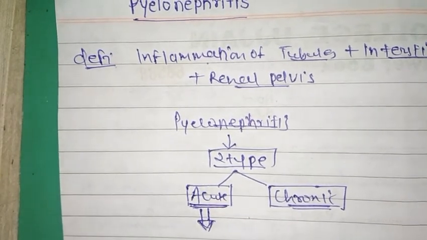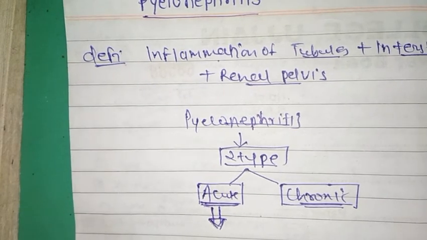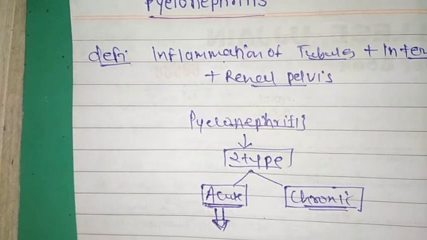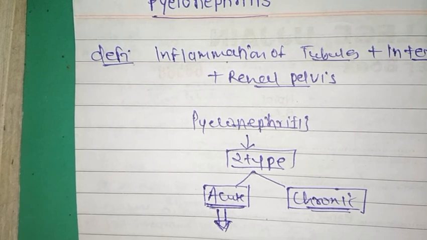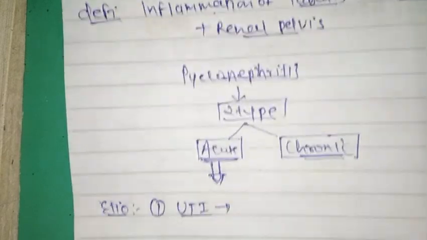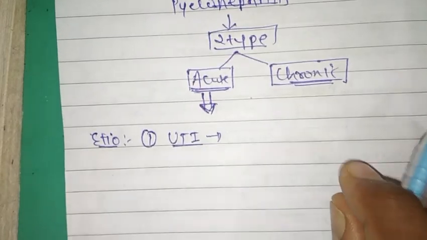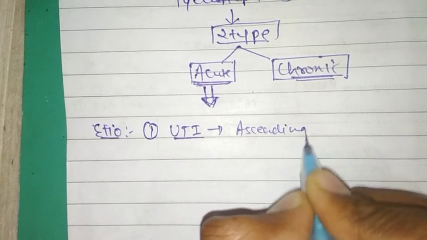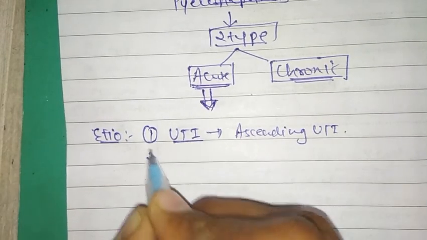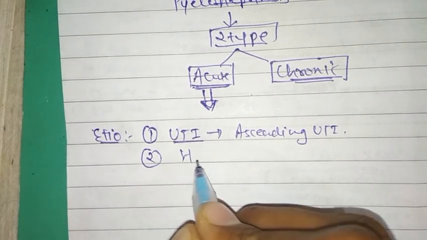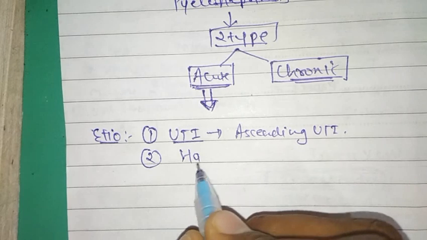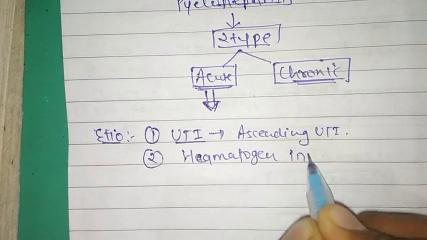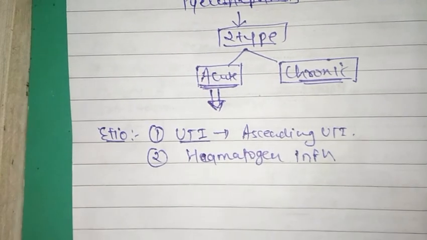So acute pyelonephritis. What is the etiology of acute pyelonephritis? Etiology is urinary tract infection, that is UTI. But as we know, UTI is of two types, ascending and descending. So mainly ascending UTIs. And second is the hematogenous spread, second is by hematogenous infection.